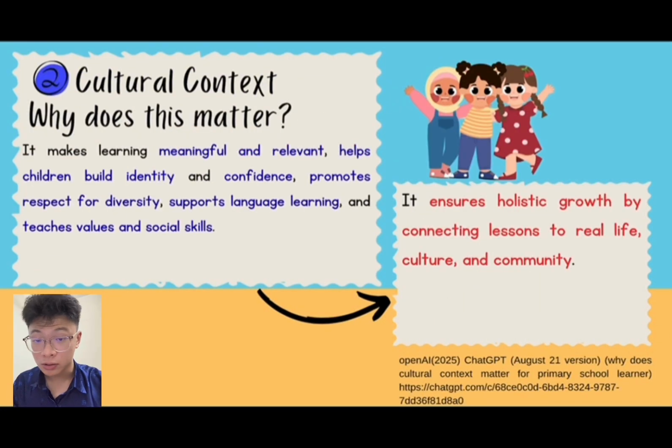So why does culture context matter? Because it makes learning more meaningful and also relevant. It also helps children to build identity and also confidence, promotes respect for diversity, supports language learning, and also teaches values and also social skills. It also ensures holistic growth by connecting lessons to real life, culture, and community. This is because if children have examples related to culture context, they will understand it more easily. Like for instance, if we have a topic about fruits, we could include Malaysian fruits such as rambutans and also durians, which makes children understand better.